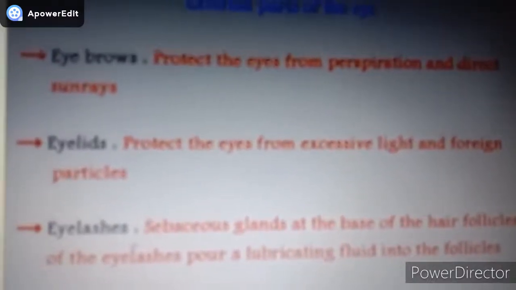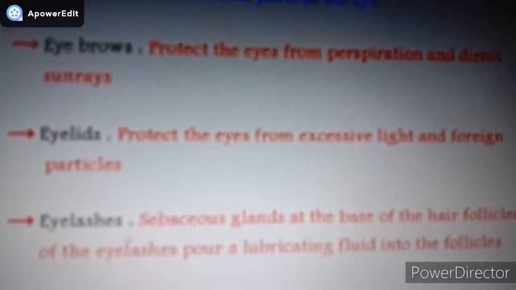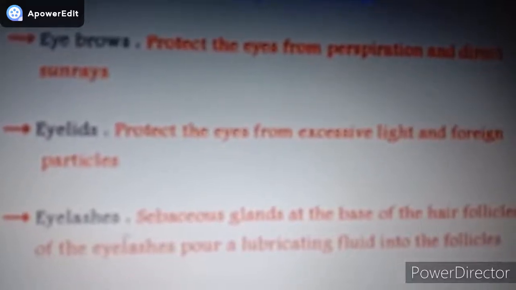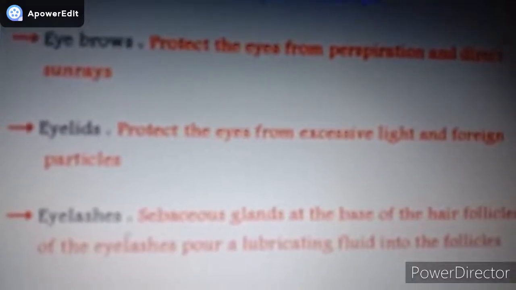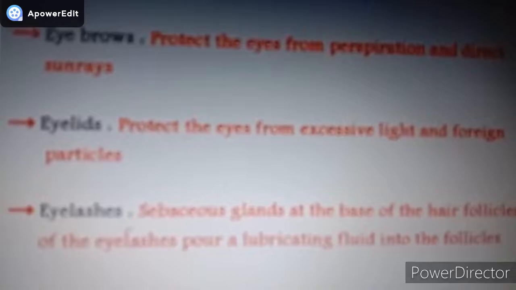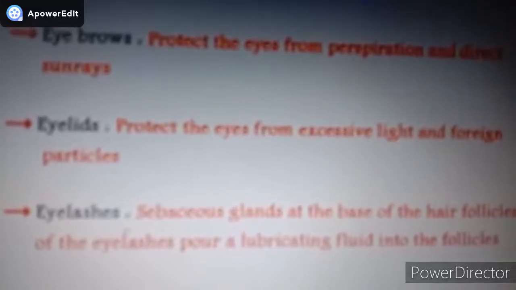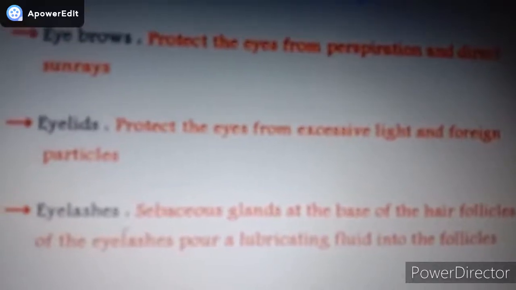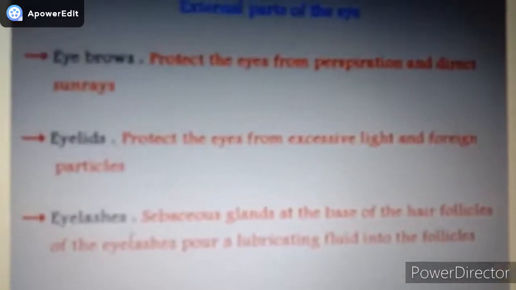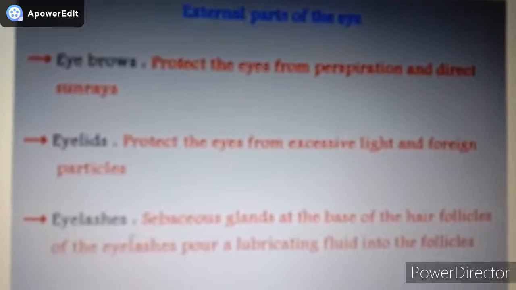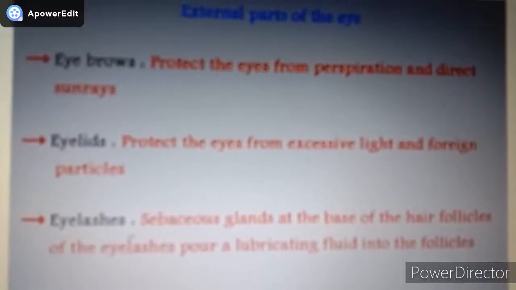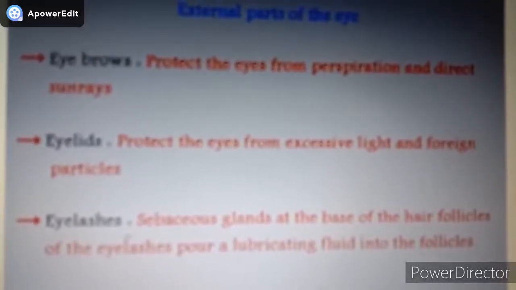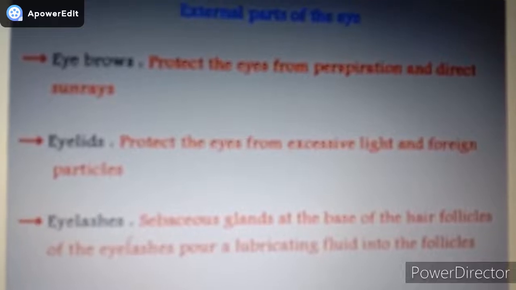The eye consists of eyebrows that protect the eye from perspiration and direct rays of sunlight, the eyelids that protect the eyes from excessive light and foreign particles from entering the eye, and finally the eyelashes, which have sebaceous glands at the base of the hair follicles, and they pour a lubricating fluid into the hair follicles, keeping them moist.